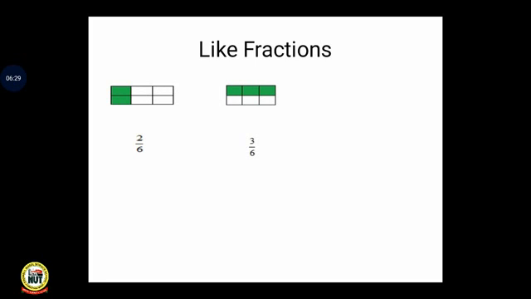Yes, the first fraction has a denominator of 6. The second fraction also has a denominator of 6. That is, they are the same numbers. They have the same denominators. I can see 2 over 6 and 3 over 6. The first fraction has 6 as its denominator, and the other fraction also has 6 as its denominator. So they have the same denominator.